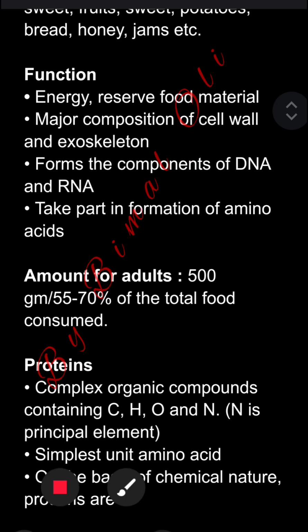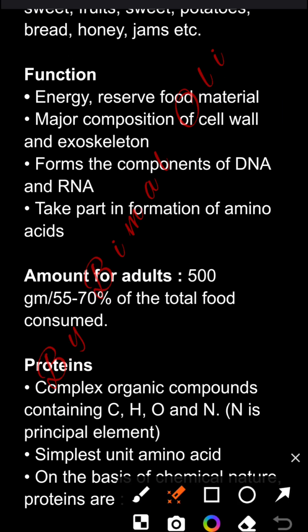Now, what are the functions of carbohydrate? It is the main source of energy and is rich in food materials. It is a major composition of cell wall and exoskeleton. It forms a component of DNA and RNA. It takes part in formation of amino acids. For adults, we should take carbohydrate that is 55 to 70% of the total food consumed.